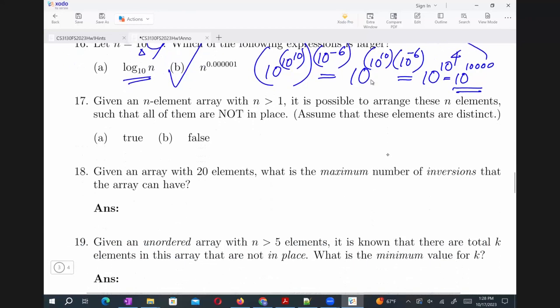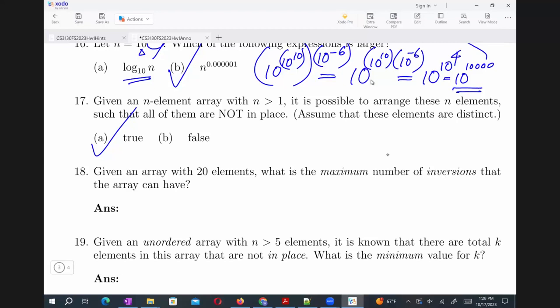Number 17. The answer is true. A few students gave me false, not many, about 3 or 4. Here, it's not in place, so you need to imagine the situation. Some students gave me even and odd cases.